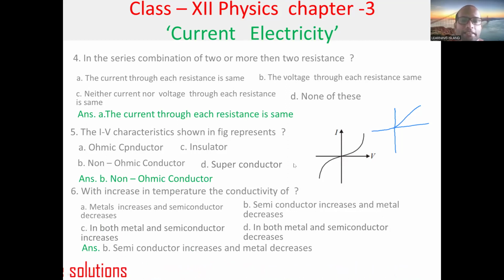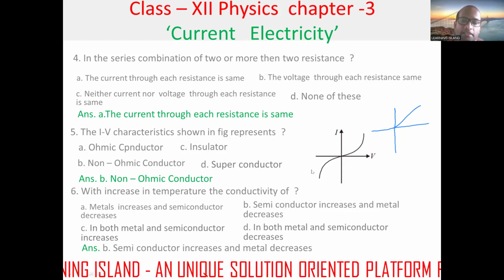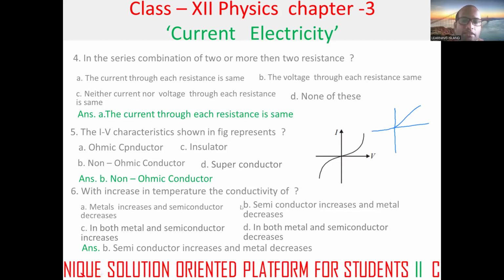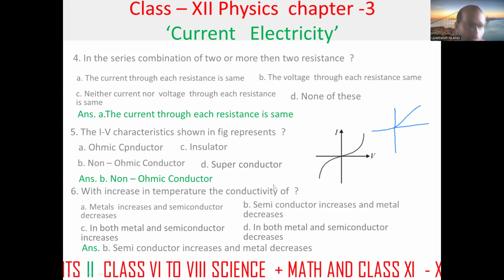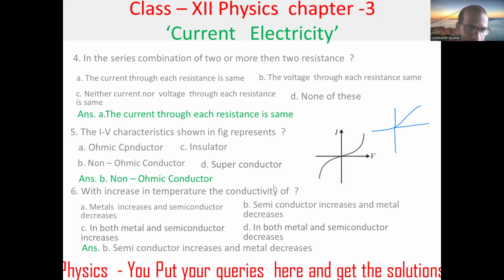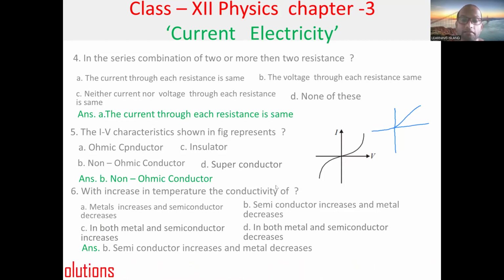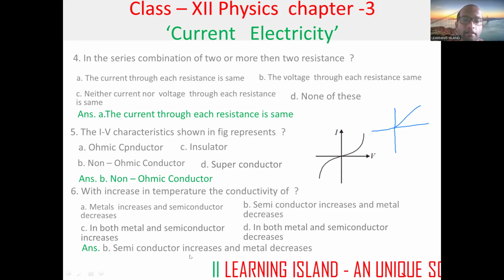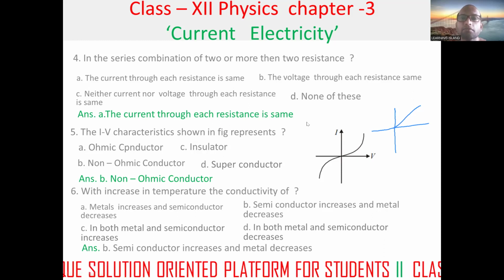With increase in temperature, conductivity increases means resistance decreases. Conductivity decreases means resistance increases. So in case of metal, if you heat up a metal, suppose a wire of copper, then definitely its resistance increases. Resistance increases means its conductivity decreases. So here it is mentioned that conductivity decreases for metal and for semiconductor it increases. So it is very clear to you. Let us go to the next question.